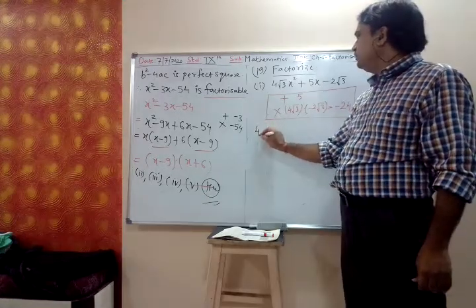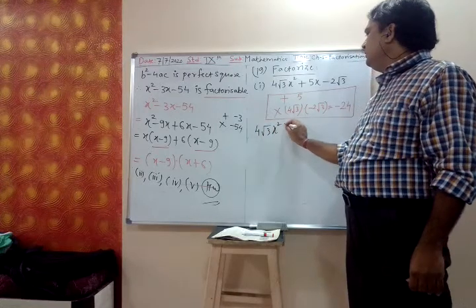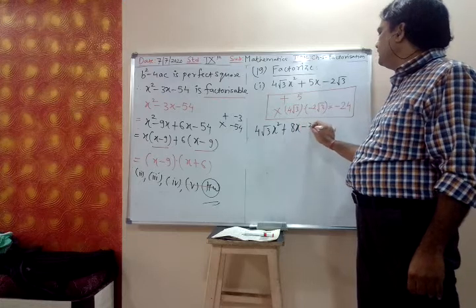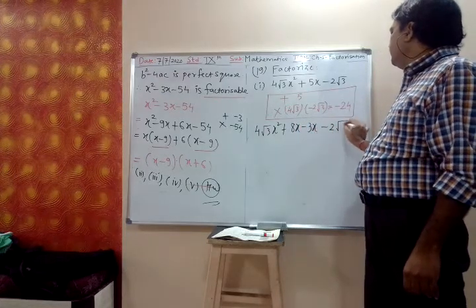So this I will write 4 root 3 x square. Then middle term I will split. 5x I will write 8x minus 3x minus 2 root 3.